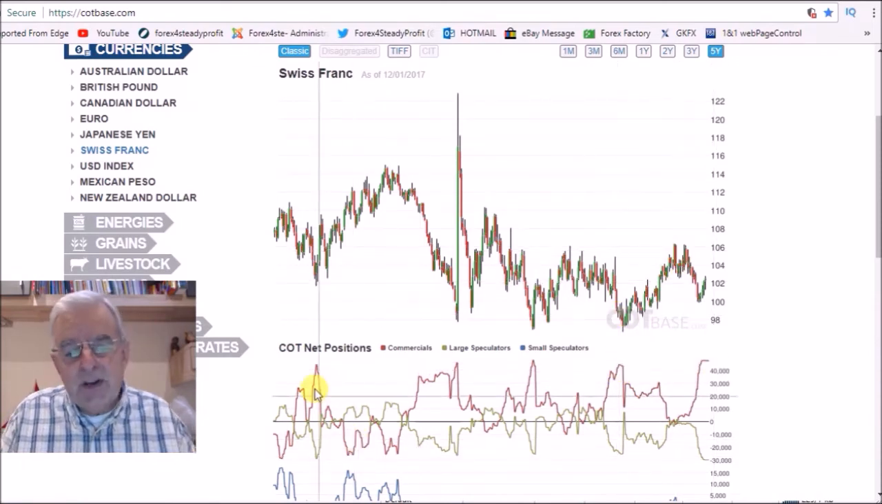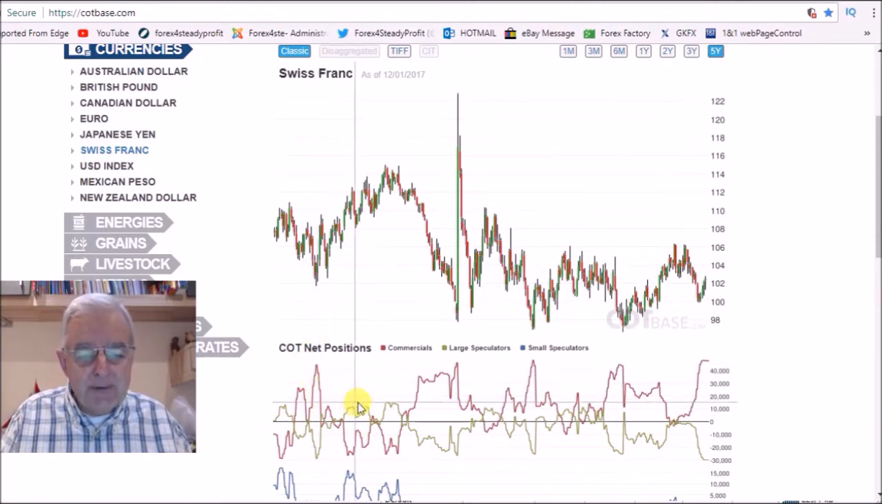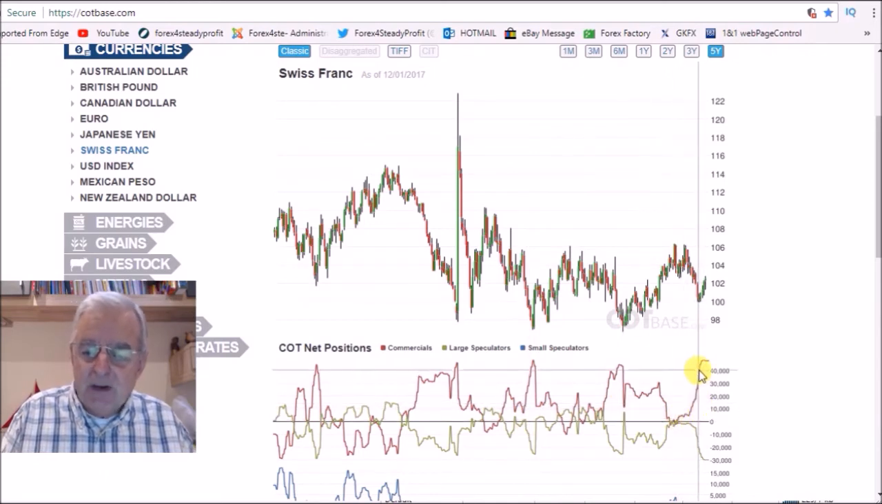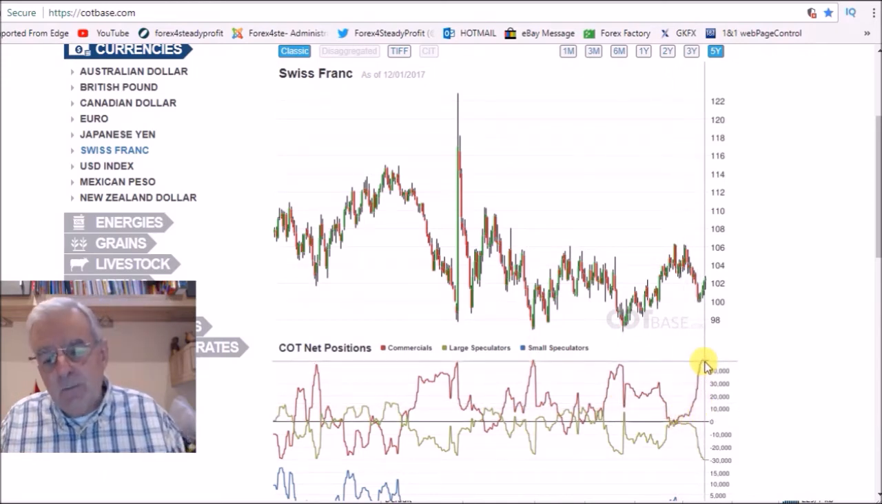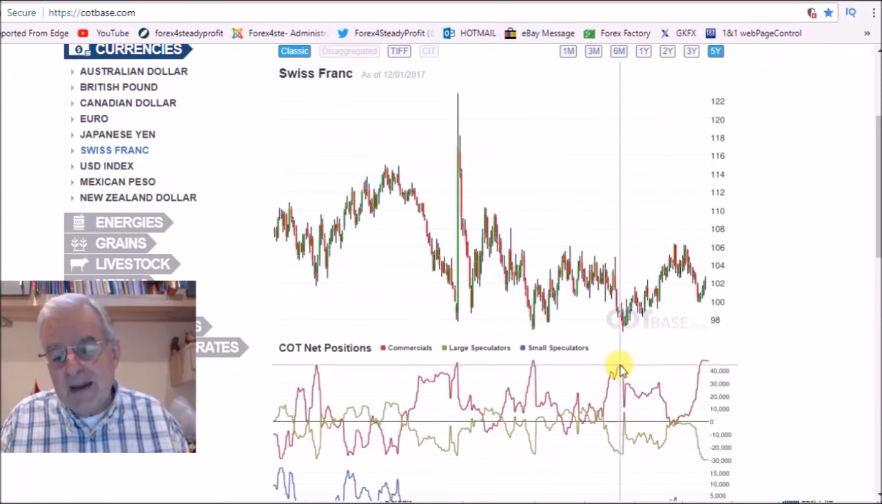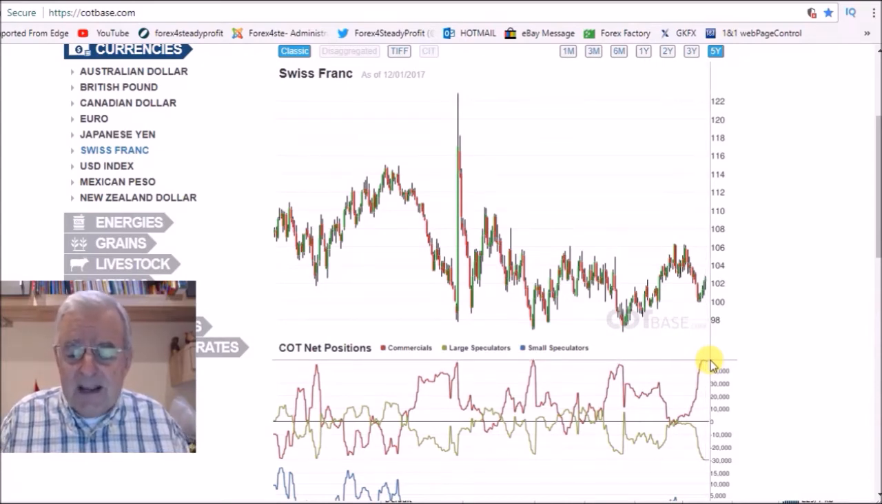So by using the commitment of traders report and plotting the positions on the graph, you can get a picture of where positions were historically, and also the consequences of a move by the commercials, long or short. And this gives us a really good indication of what to expect. So now we'll go and have a look at a different chart.